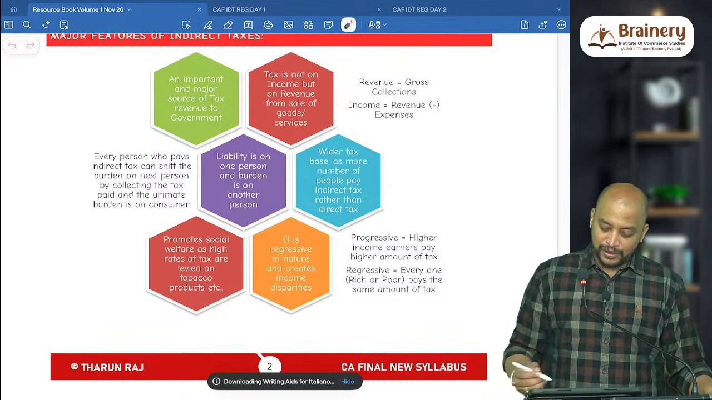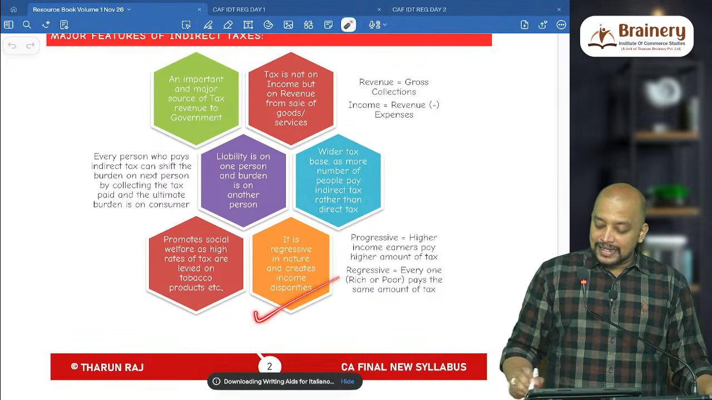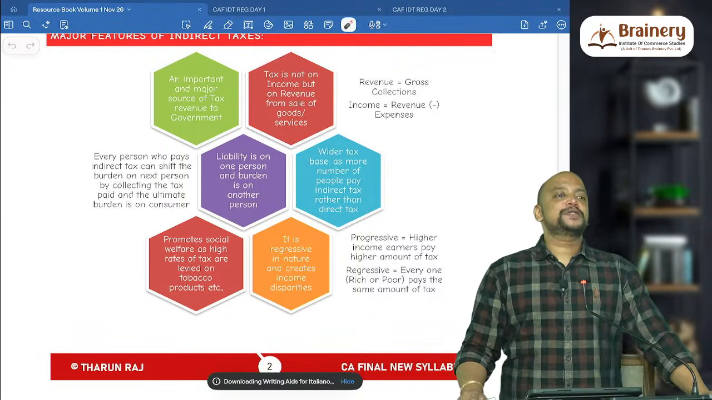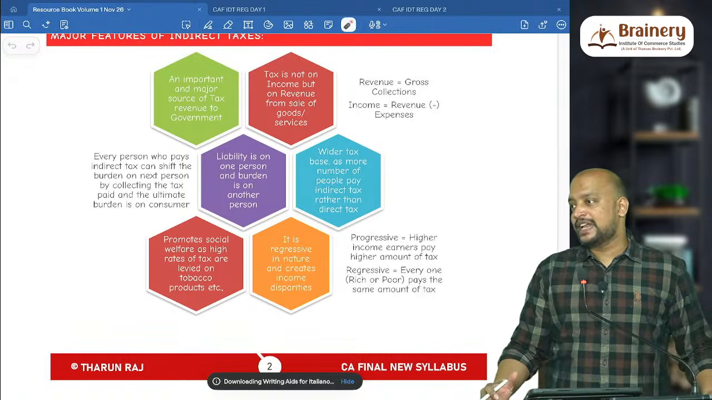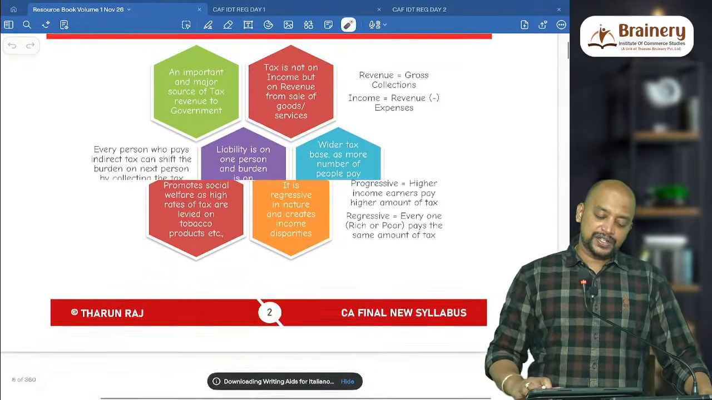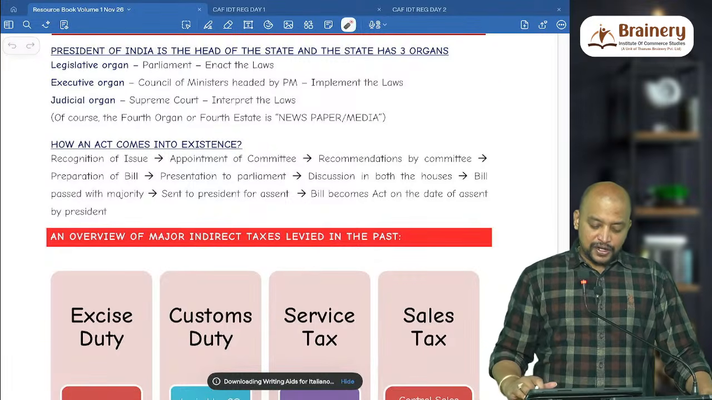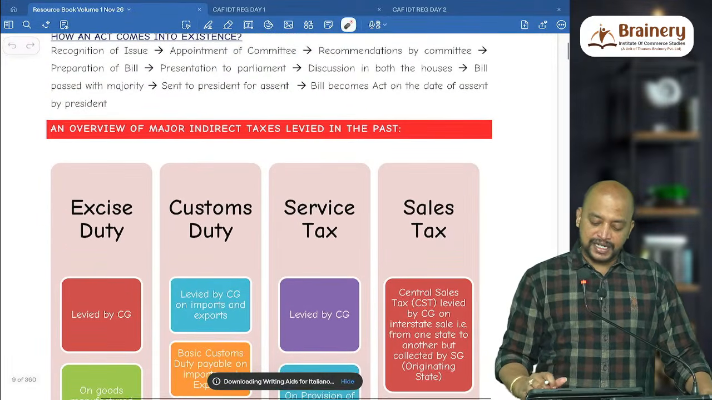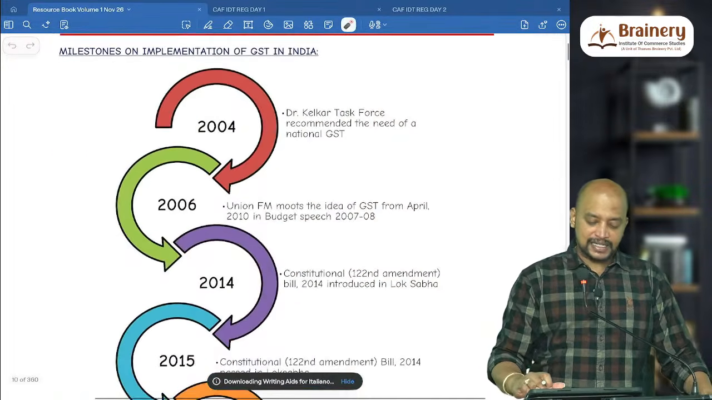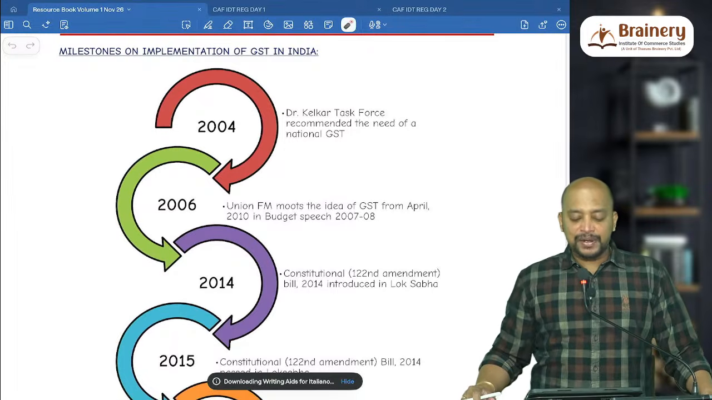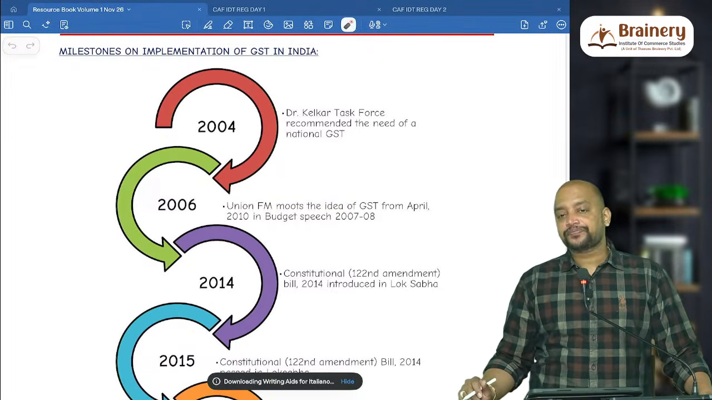Okay, so it is regressive in nature, that we know. Irrespective of the income, they have to pay the same amount. So these are the features of indirect taxes. And this we already discussed: excise duty, customs duty, service tax, sales tax. And milestones in implementation of GST in India.